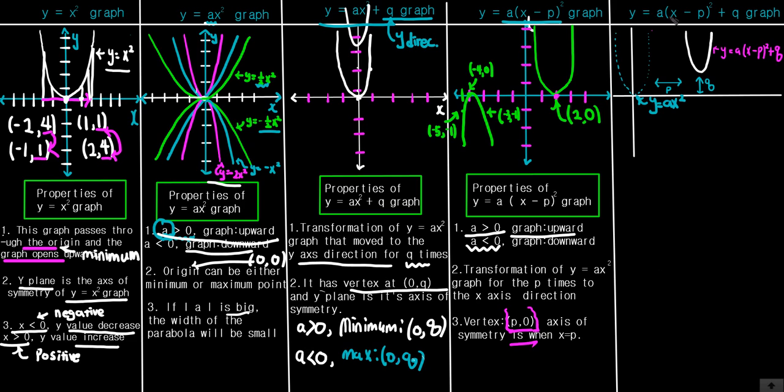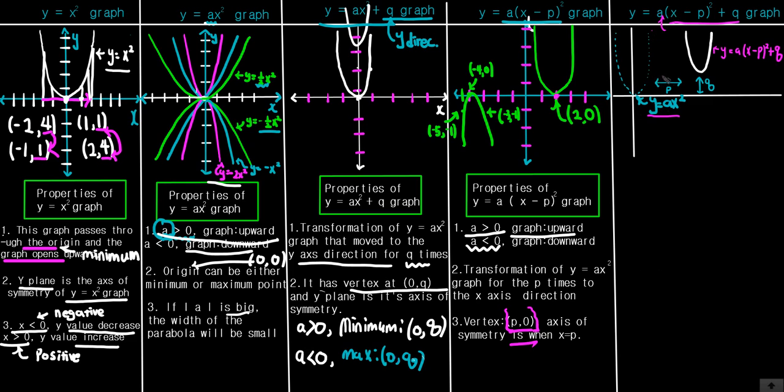So for the y is equal to a times (x minus p) squared plus q graph, we already know that a is the value that defines the graph's form, whether the quadratic function's graph goes upward or downward. And for the (x minus p) squared plus q graph, it means we use the y is equal to ax squared graph as a basic format.